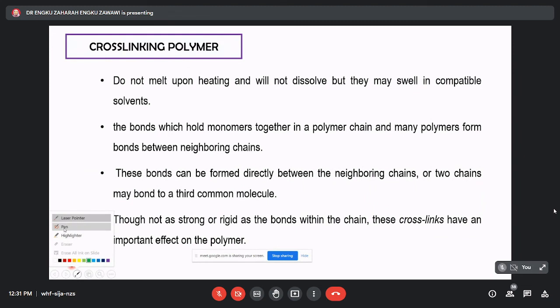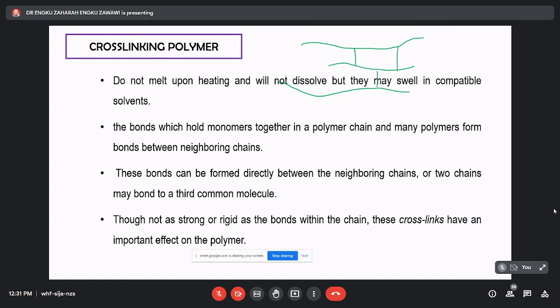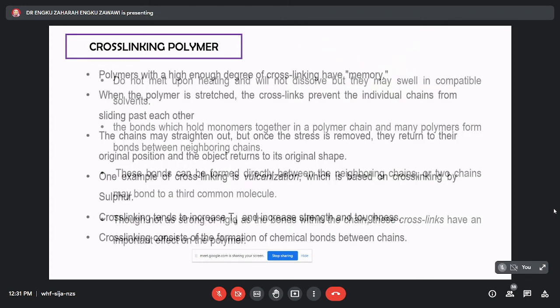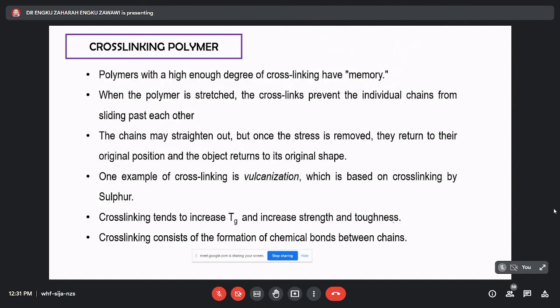So katakanlah kita ada rantai polimer 1, rantai polimer 2, 3. So dia akan disilang, ditaut silangkan. So dia akan form the crosslink. So though not as strong or rigid as the bonds within the chain, these crosslinks have an important effect on the polymer properties. Okay, polymer with high enough degree of crystallinity, dia akan ada memory.